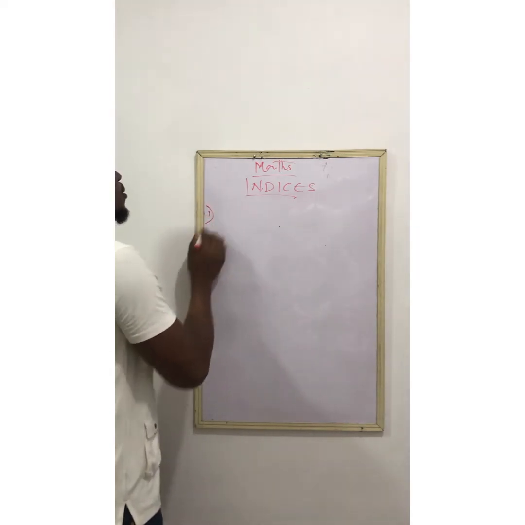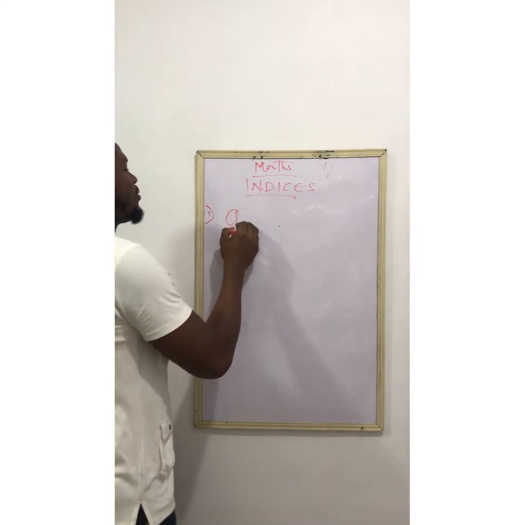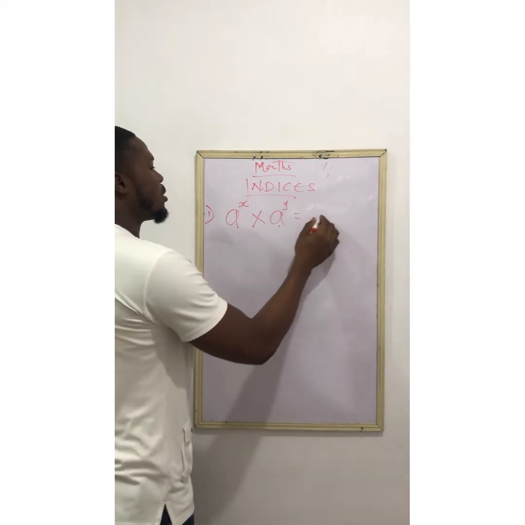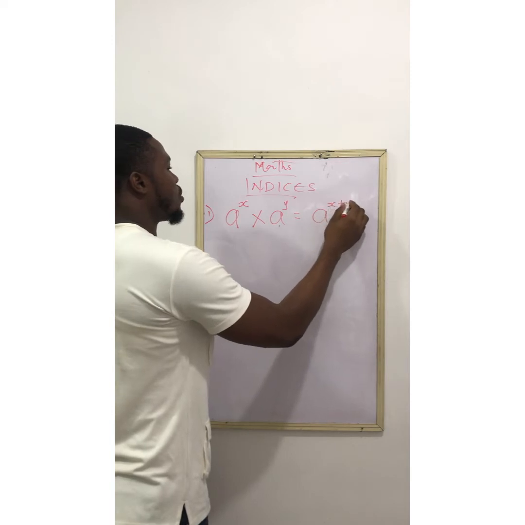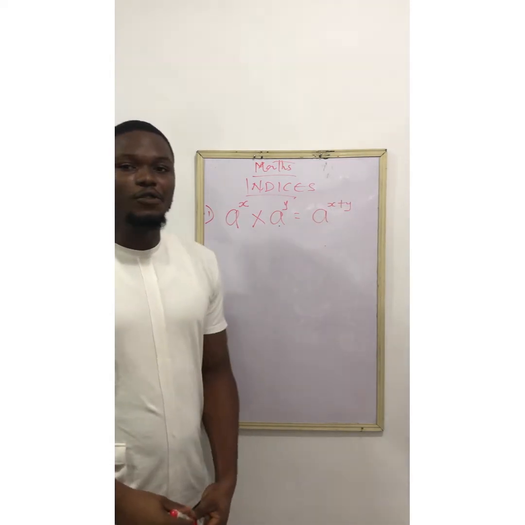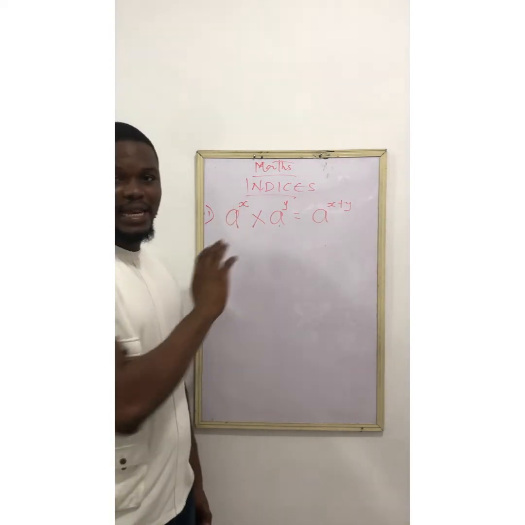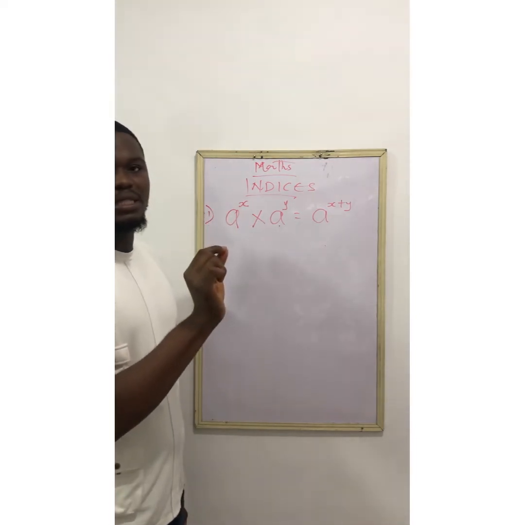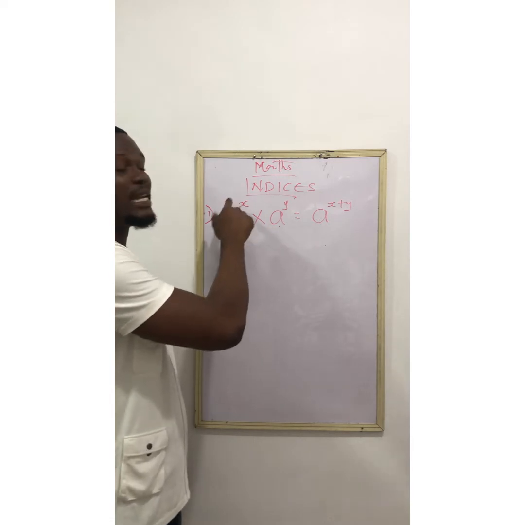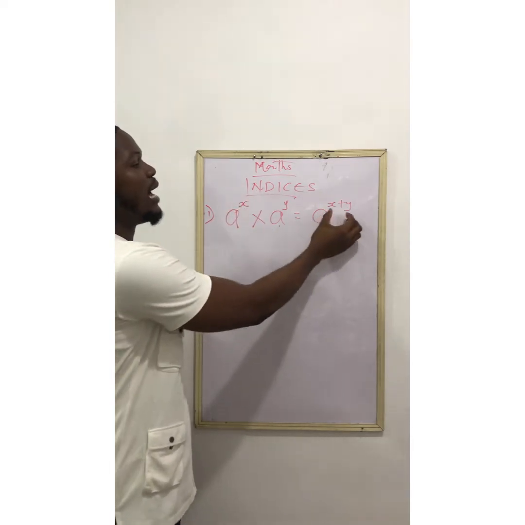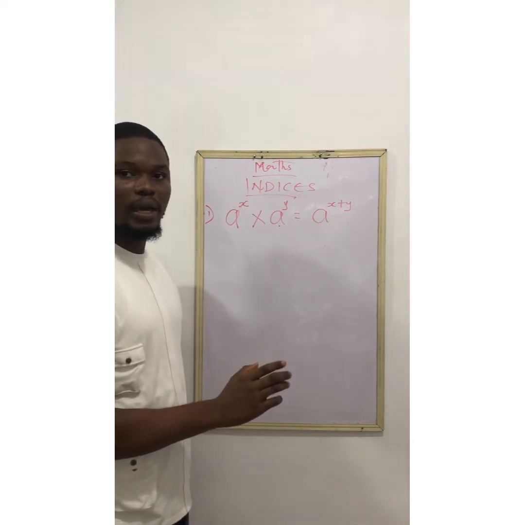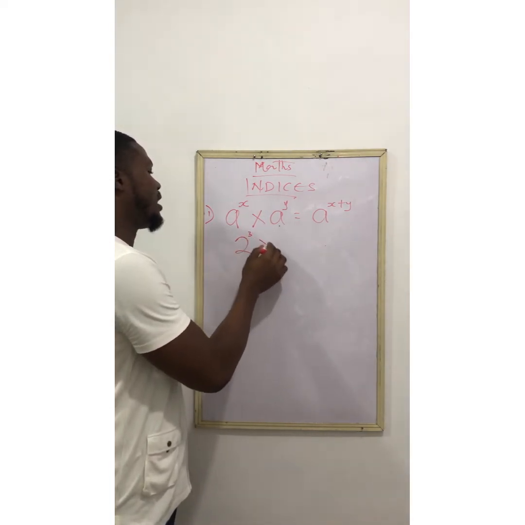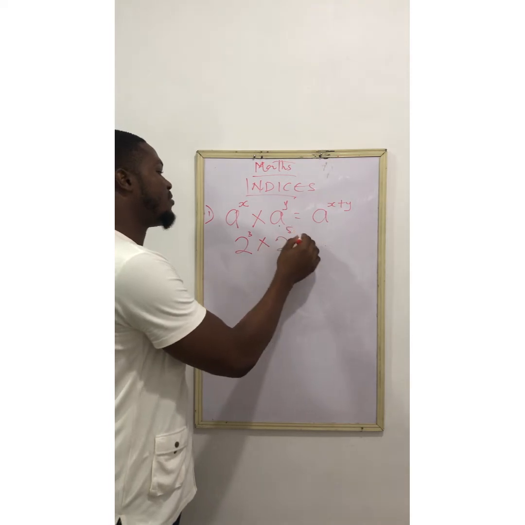Now, the first law: a raised to the power x times a raised to the power y equals a raised to the power x plus y. a, x, and y are numbers. So when you have two numbers, the same digit, and you're multiplying and they have powers, just add their powers, okay? Example, you have 2 raised to the power 3 times 2 raised to the power 5.